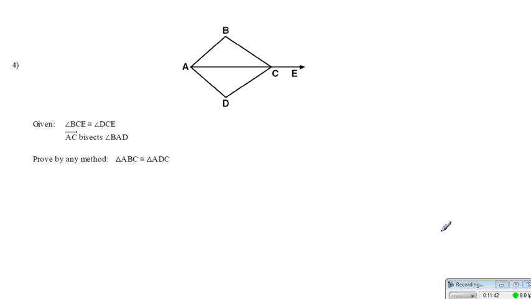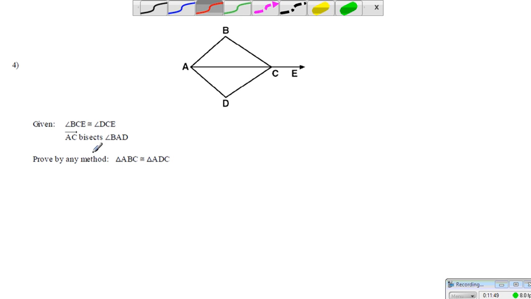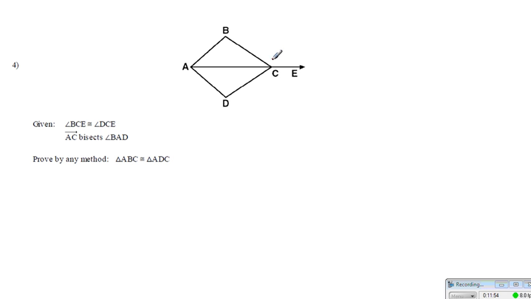All right, let us look at question number four here. So angle BCE, meaning this outside angle, is congruent to DCE, which is the other outside angle. The line segment AC bisects the angle BAD, then makes this portion of the angle congruent to that portion of the angle. All right, how can we prove that upward triangle is congruent to the lower triangle?